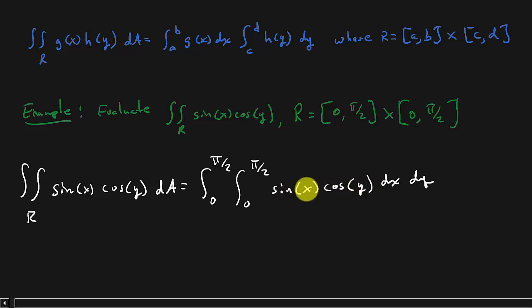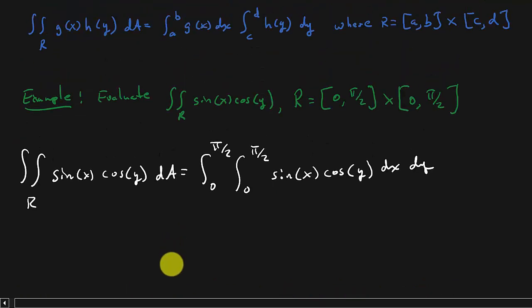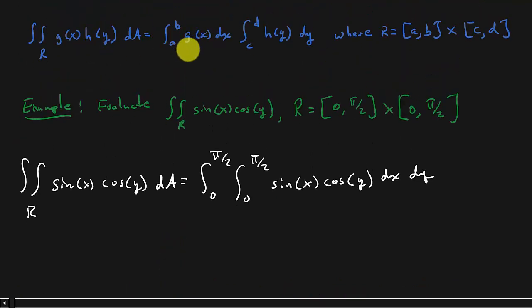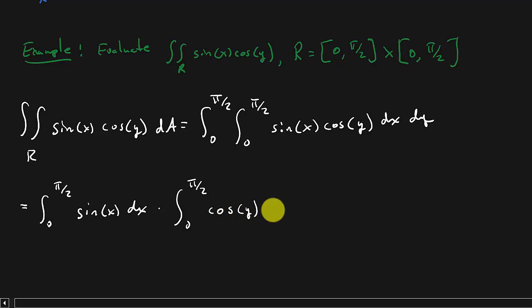So could you imagine having to try to integrate this thing right here with respect to x? I wonder if that would be very fun. Well, probably not, would it? But look what this tells us. We can split them up. Because this is just in terms of x, and this one's just in terms of y. And so this is going to be the integral from 0 to pi over 2 of sine x dx times the integral from 0 to pi over 2 of cosine y dy. See that?